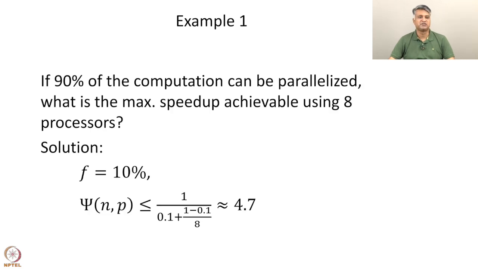Let's illustrate this with a simple example. Let's say that 90% of the computation can be parallelized. So, the maximum speed up that I can achieve using 8 processors, now f is 10%, so you have psi of n, p now approximately equal to 4.7. That means if I use 8 processors, the maximum hope I have is that I will go 4.7 times faster. But in reality, I have neglected the parallel overheads kappa n, p, and hence it will be even slower than that.